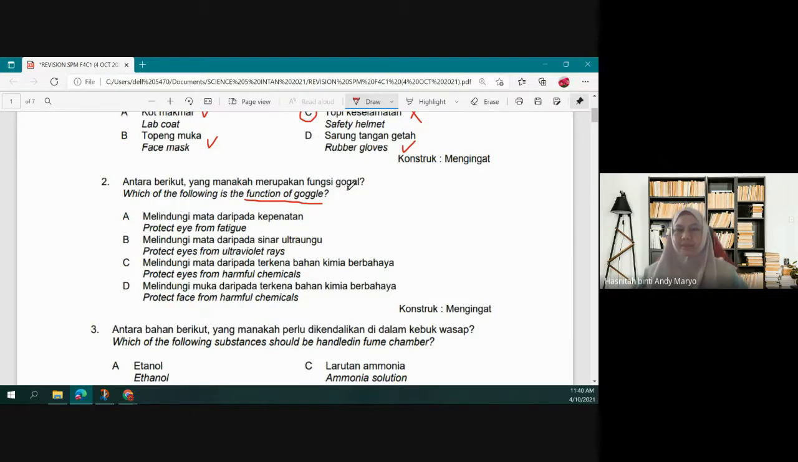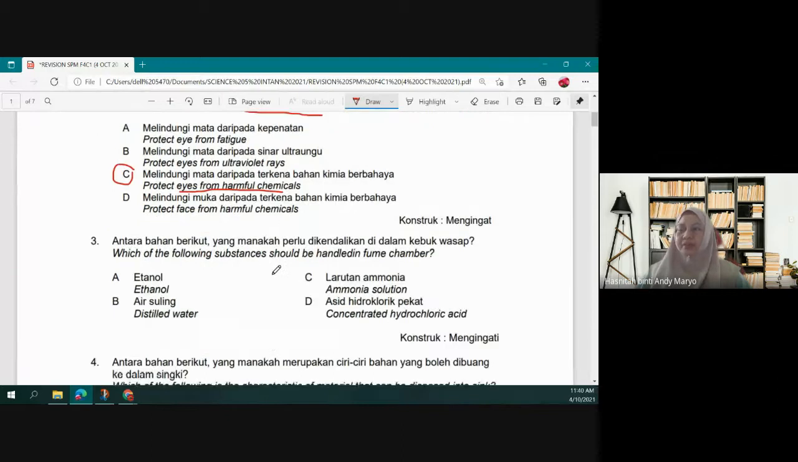Number 2. It should be, yes, Liquid, it should be C. Okay, to protect our eyes from harmful chemical. For example, when you are handling an acid, okay, or an alkali with a very high concentration. So we use this goggle to protect our eyes from harmful chemical. Okay, very good. Okay, now let's move on to question 3.